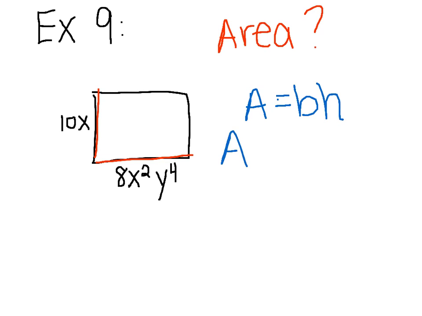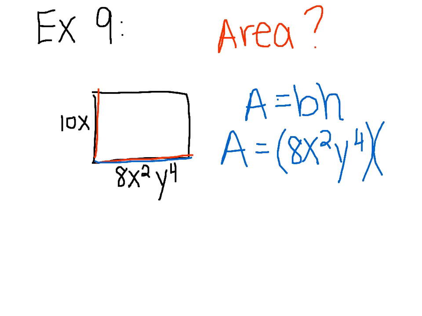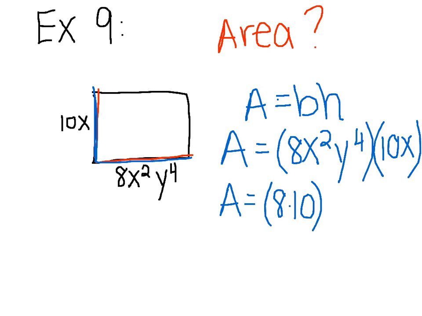So let's put in my base, my length. That's 8x squared y to the 4th. And then my height, that's this height, 10x. All right, we're going to apply the same rules that we've been doing. I'm going to put my numbers together, 8 times 10, my x's together, and my y's together. I only have one y, so I'm good to go.